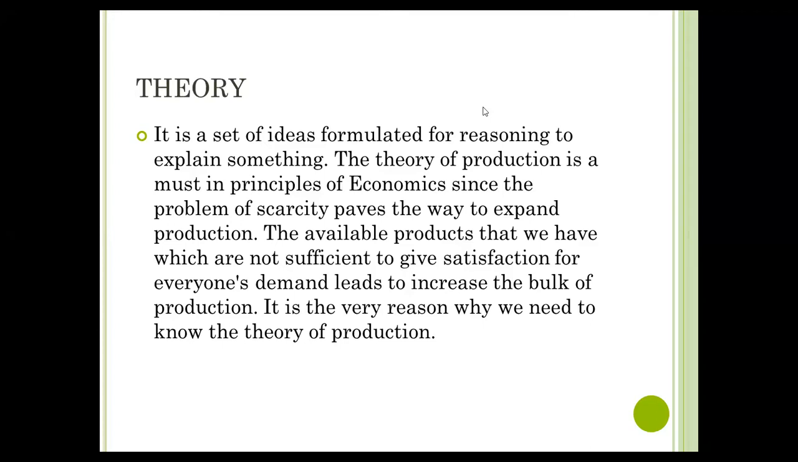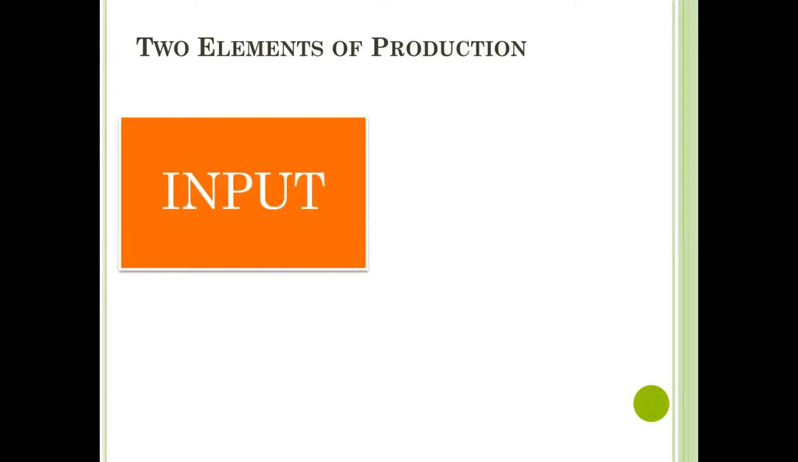So for the theory of production, we have two elements of production. We have the variable inputs and fixed inputs. Let's put the input first. So inputs, these are called the factors of production. So what are the factors of production? The factors of production are land, labor, capital, and entrepreneur. It is the element that is used for production of finished or unfinished products. It is what we actually take in to put up something.